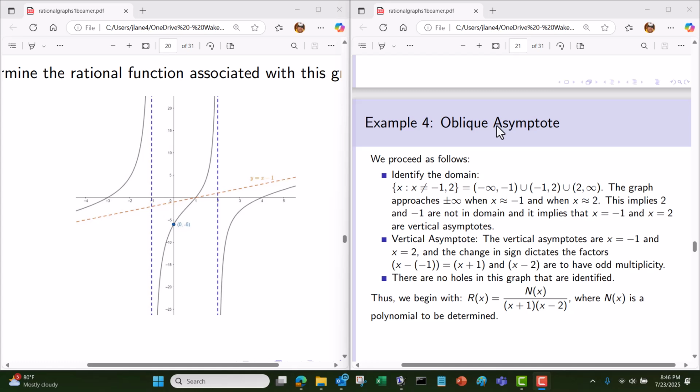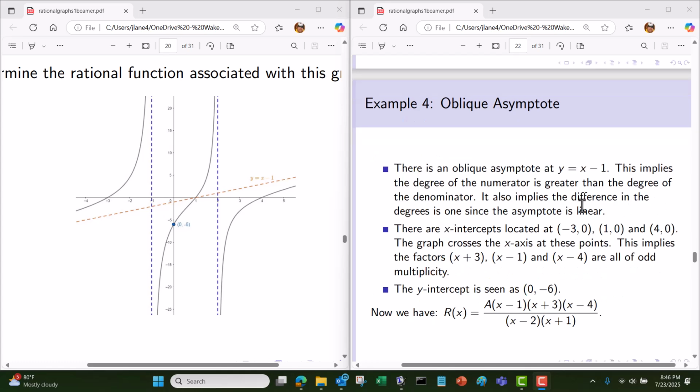Using all this information, we have a rational function r of x equal to n of x, some polynomial to be determined for our numerator, divided by the product of the factors x plus 1 and x minus 2. There is an oblique asymptote at the line y equals x minus 1, and this implies the degree of the numerator is greater than the degree of the denominator. Because the oblique asymptote is linear, it also implies the difference in the degrees is 1. So the degree of the numerator polynomial will be 1 bigger than the degree of the denominator polynomial.